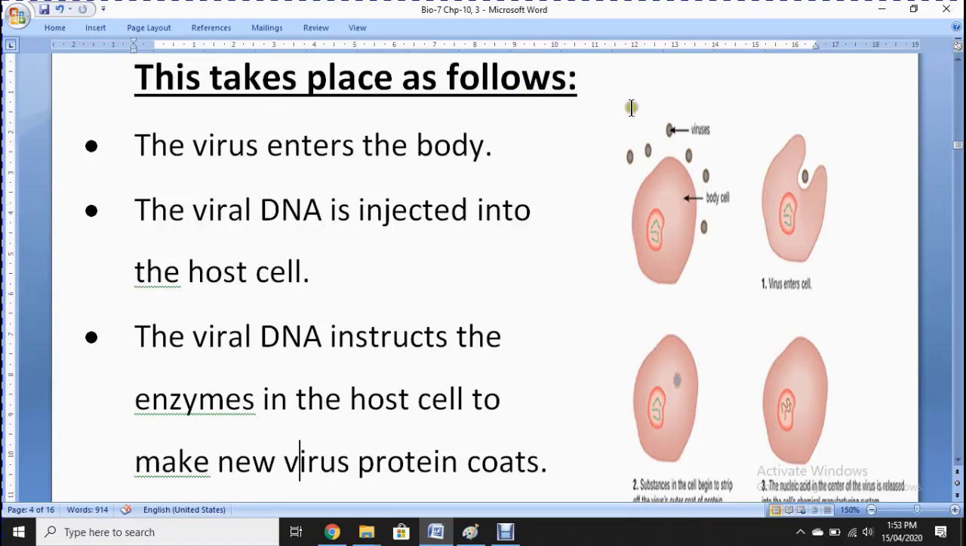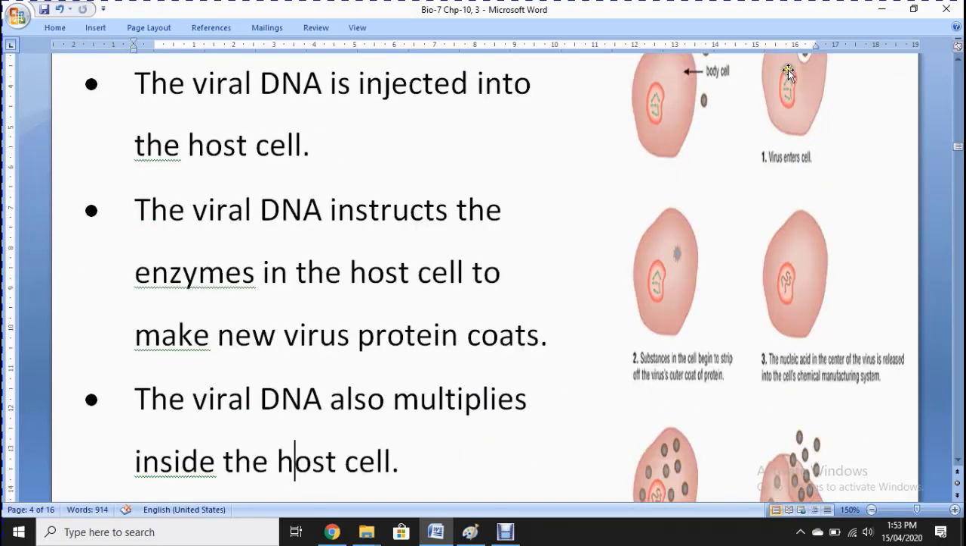How does this happen? For example, these are viruses. Here you can see the host cell and the body of the host cell. The virus enters the body. The viral DNA is injected into the host cell. First it enters, and then the viral DNA instructs the enzymes in the host cell to make new virus protein coats. So what happens when it enters the cell? It gives information to the nucleus of the host cell and orders it to make cells or DNA according to the information the virus gives to that cell.